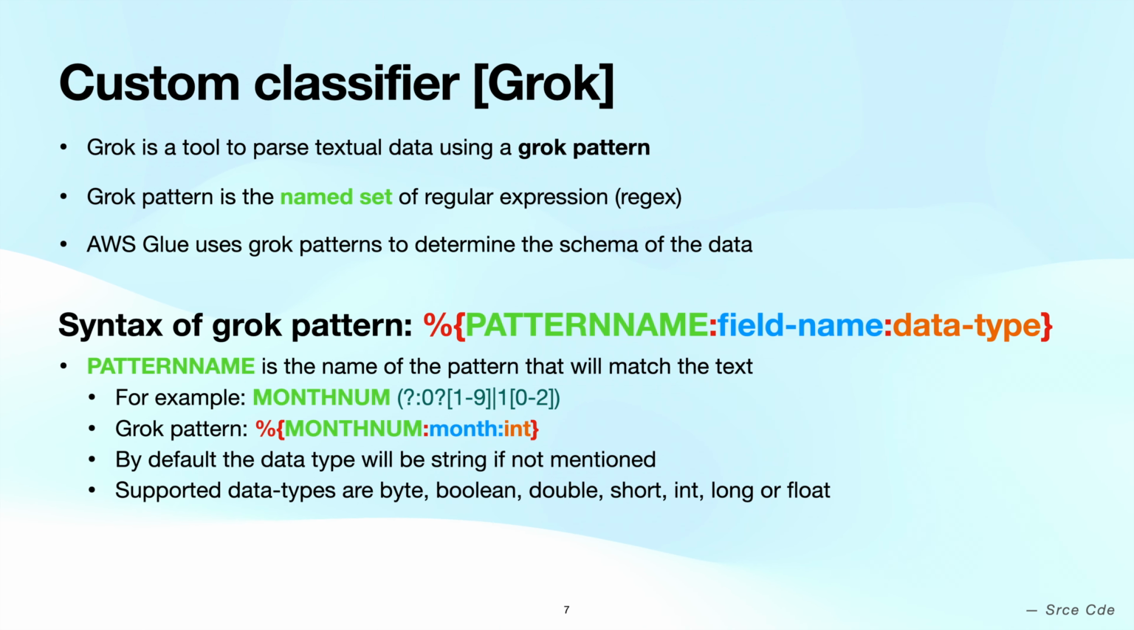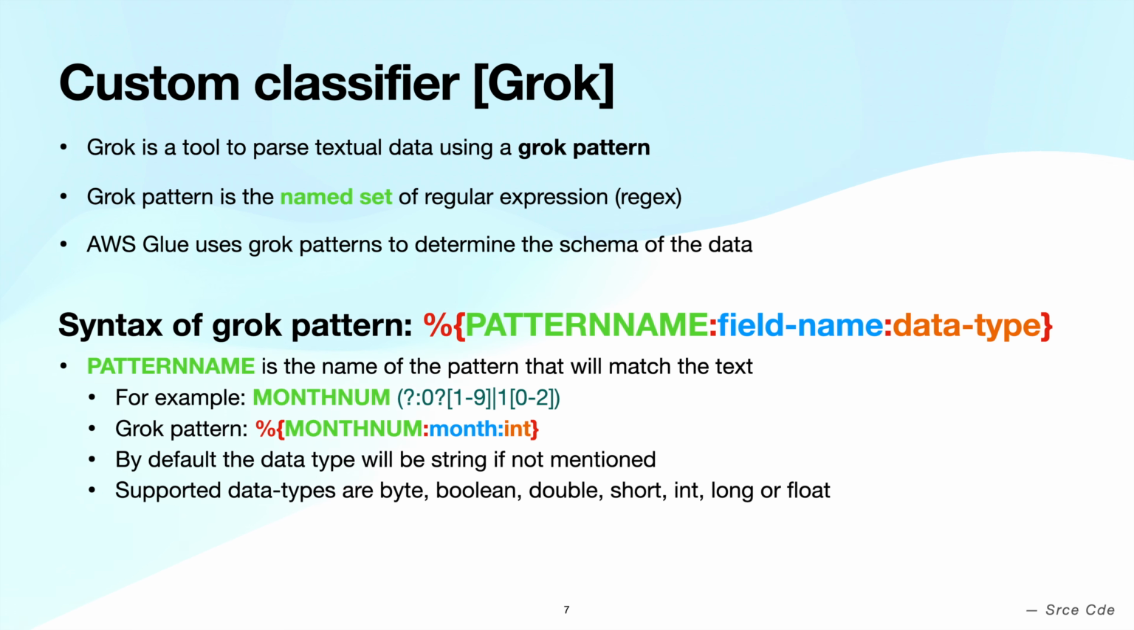Now the pattern name here is the name of the pattern that will match the text. For example, if you want to match the month number from the text, then first we will define the regular expression to match the same, and then we will provide a name to that pattern. In this case, the name that we have provided to that pattern is month num, which is followed by a regular expression.